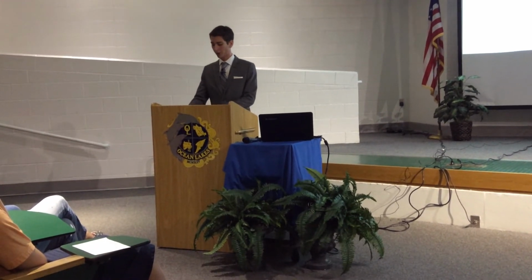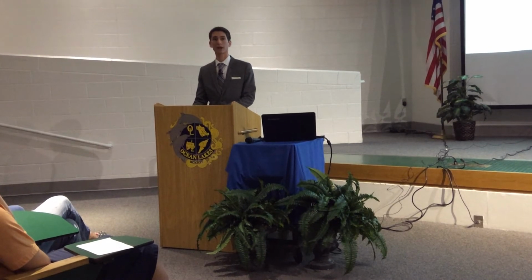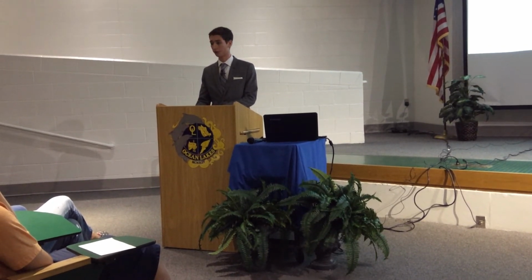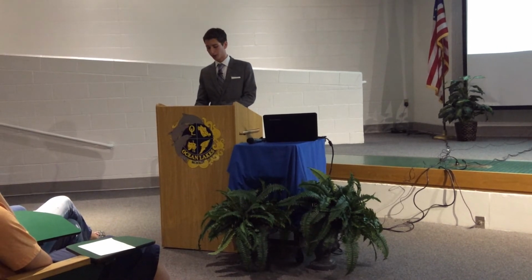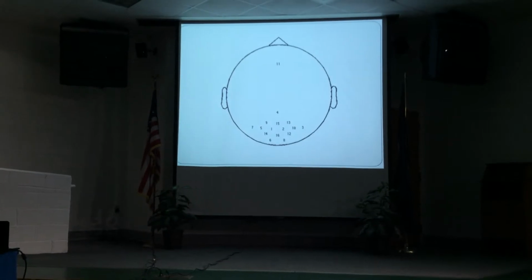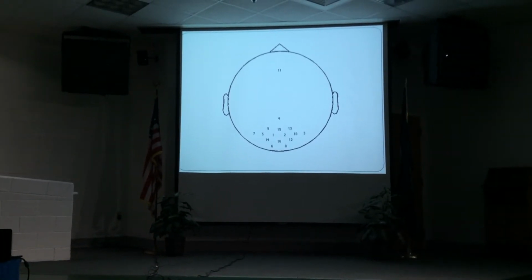For my research, I defined these brainwaves as the activity of the occipital lobe while the subjects viewed a flashing light at a steadily increasing or decreasing rate, 5 to 20 or 20 to 5 hertz, over 30 seconds. The electrode locations I used are shown on the screen. This is a top-down diagram of electrode placement on the subject's head. The numbers are simply the numbers of the electrodes 1 through 16.